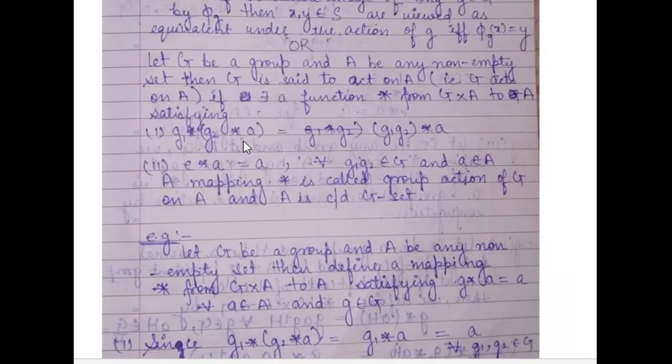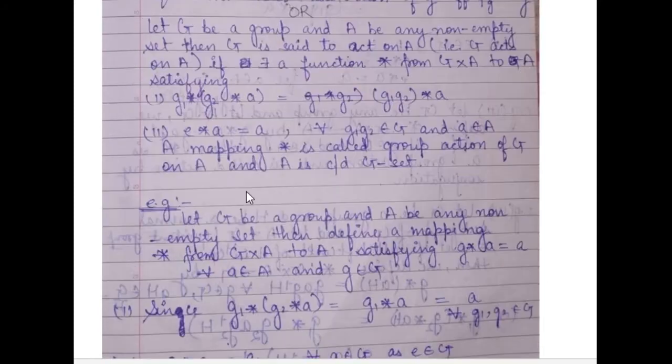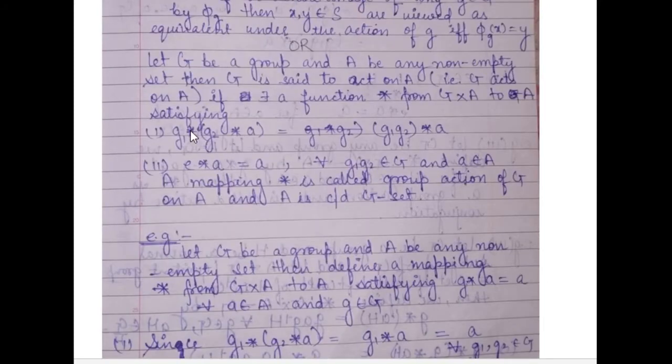So we are going to discuss some examples of group action. Let G be a group and A be a non-empty set. Then we define a mapping star from G cross A to A, which is given by g star a is equal to a, where small g belongs to capital G and a is an arbitrary element of capital A. Then this forms a group action. For group action, we know that any mapping which satisfies these two properties is called a group action.